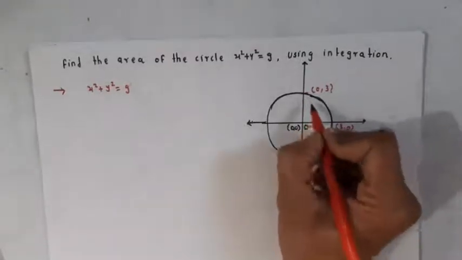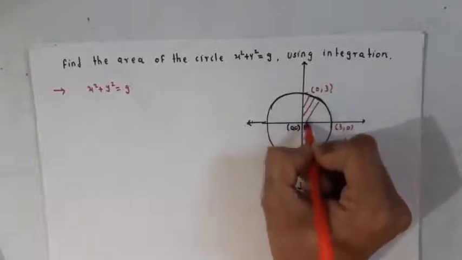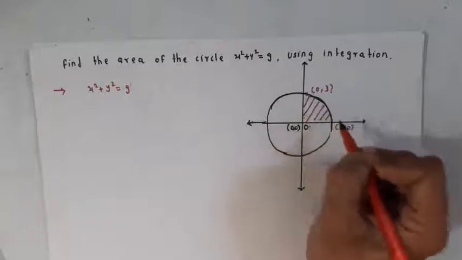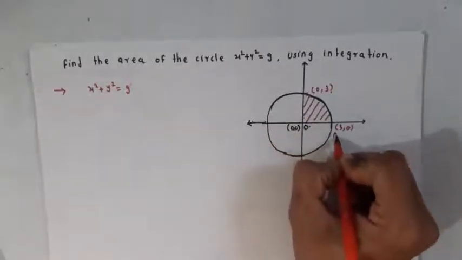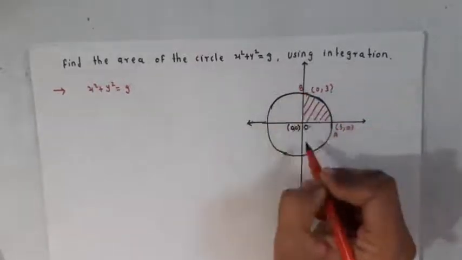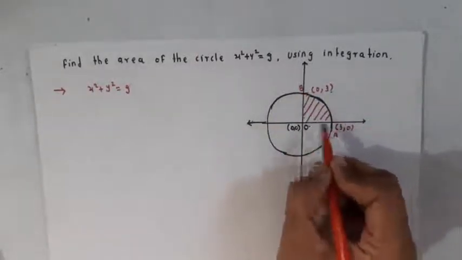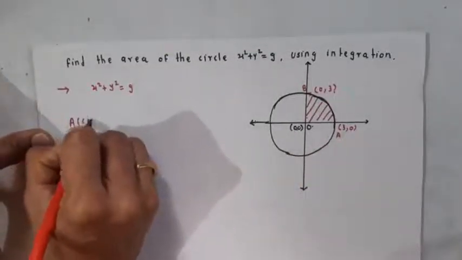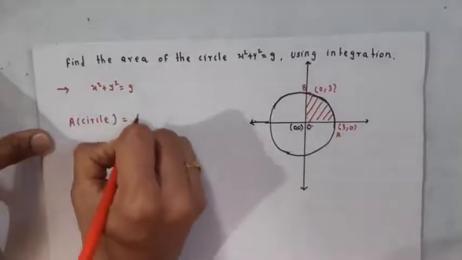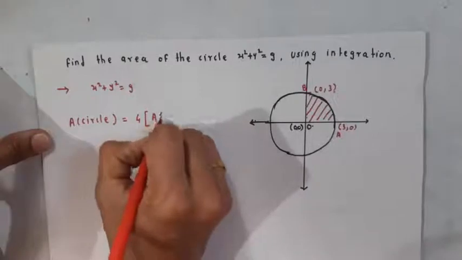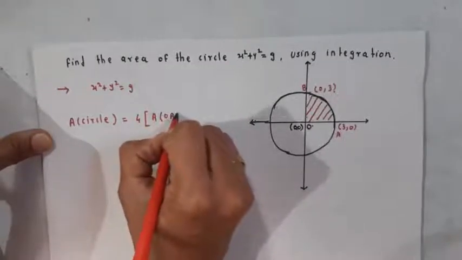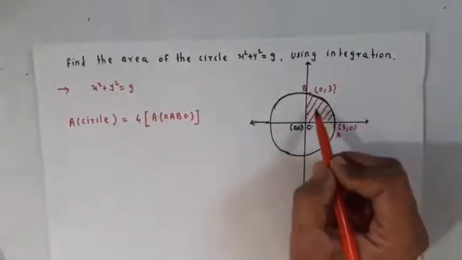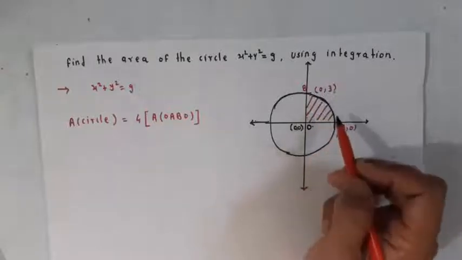We have to find out the total area of the circle. For the total area of the circle, first we find out the area of the sector in the first quadrant. We find out this much area, suppose OABO, and total area equals 4 times OABO. So here area of the circle equals 4 times the area OABO. Now let us find out the area of the sector in the first quadrant.